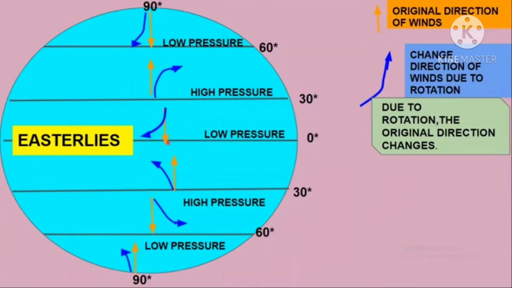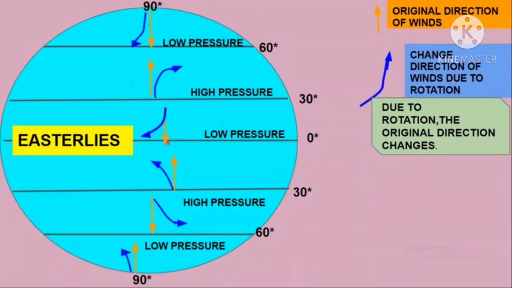Now let us talk about winds. Wind is the horizontal movement of air. The air moves horizontally because of the different air pressure belts that are created. So we can say that due to the pressure difference, there is a horizontal movement of air, and hence winds are caused.